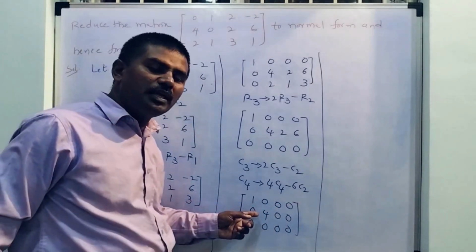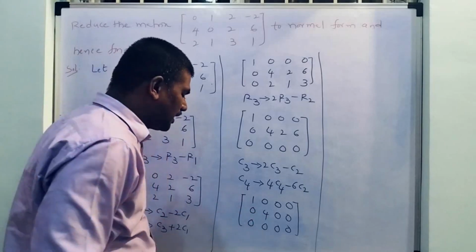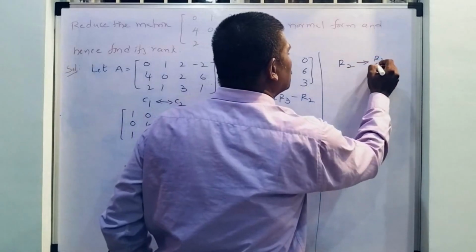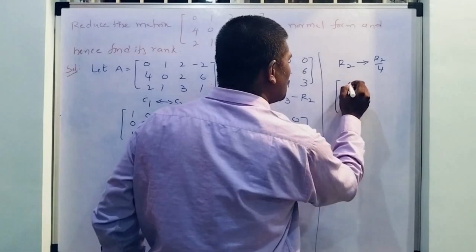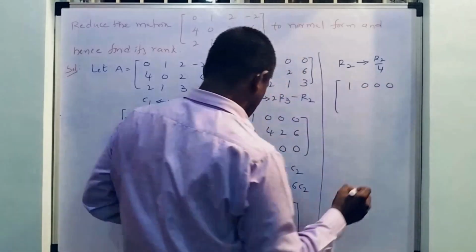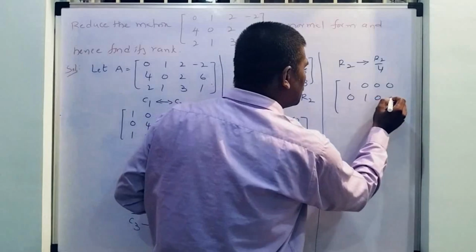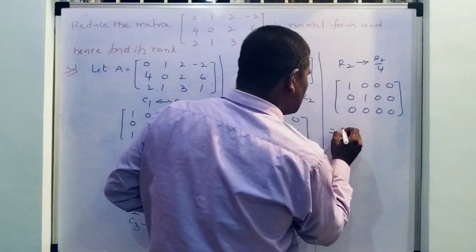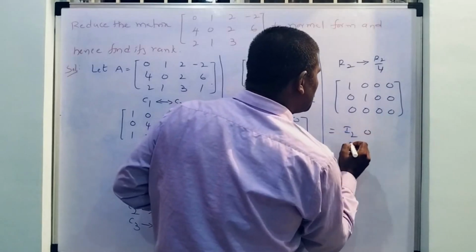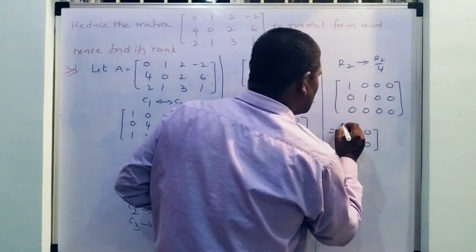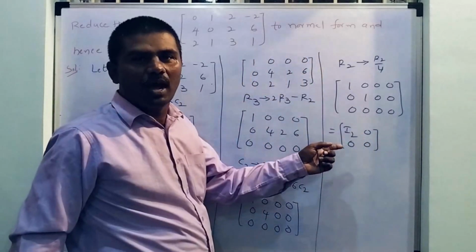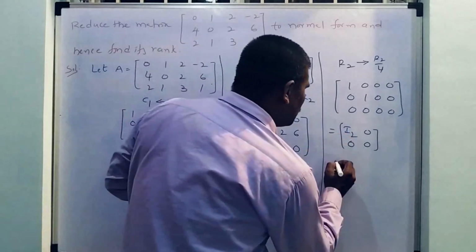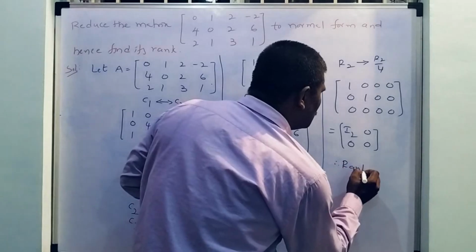Now simply divide the second row with 4. That means R2 tends to R2 by 4. Then what will happen? 1, 0, 0, 0, 0, 1, 0, 0, 0, 0, 0, 0. What is this? This is equivalent to I2, 0, 0, 0, which is called normal form. And the rank of the matrix is nothing but the order of the identity matrix. Therefore, rank is equal to 2.